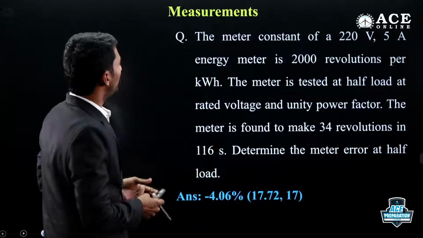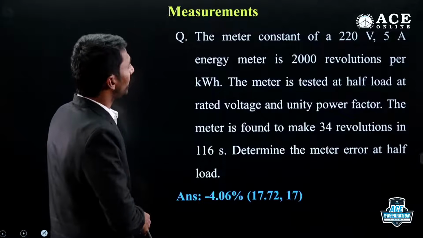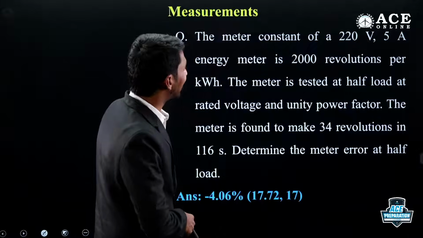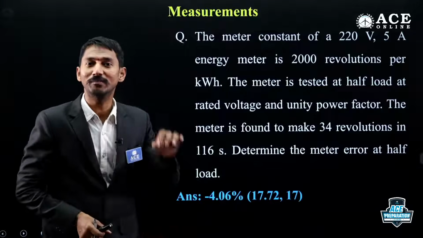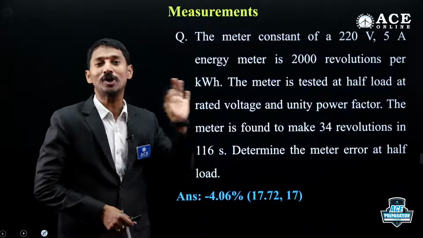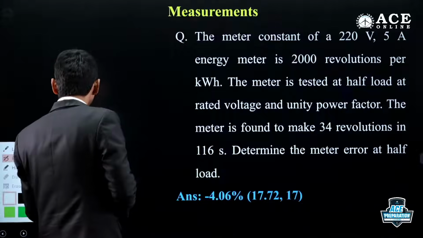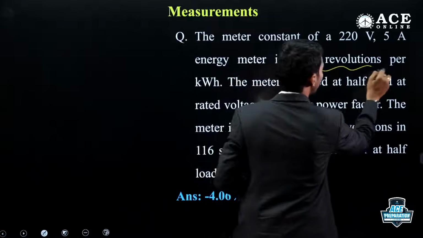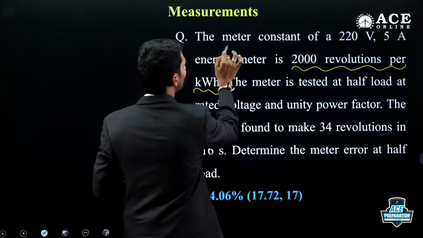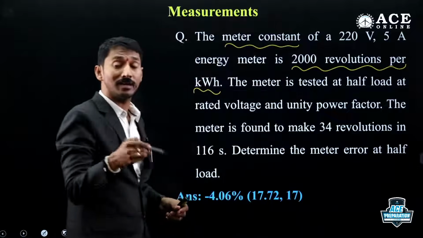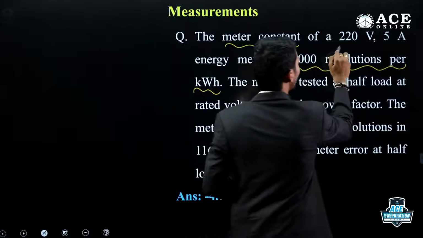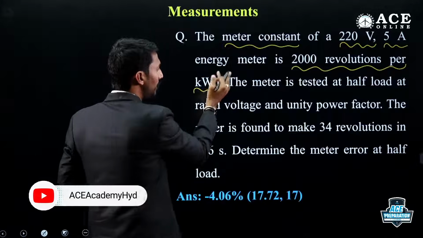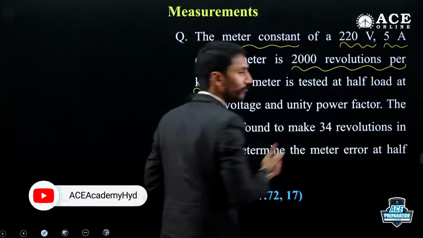Now let us see. The meter constant of a 220 volt, 5 ampere energy meter is 2000 revolutions per kWh. Everyone must be clear with the meter constant that has been given. That itself is playing the role. Everyone knows the concept: meter constant is revolutions per kWh. This is given. But what are the voltage and current rated values? 220 and 5 amperes. But the meter is tested at half load.